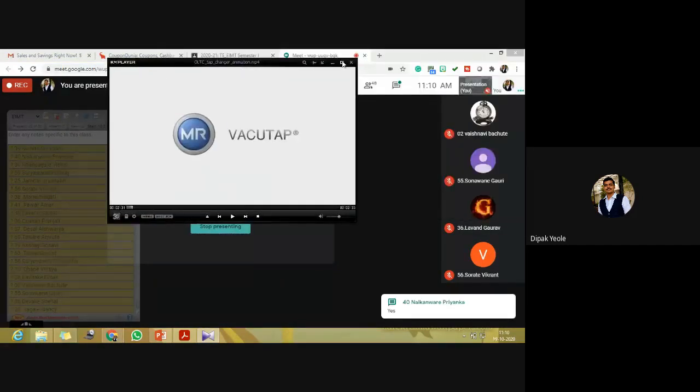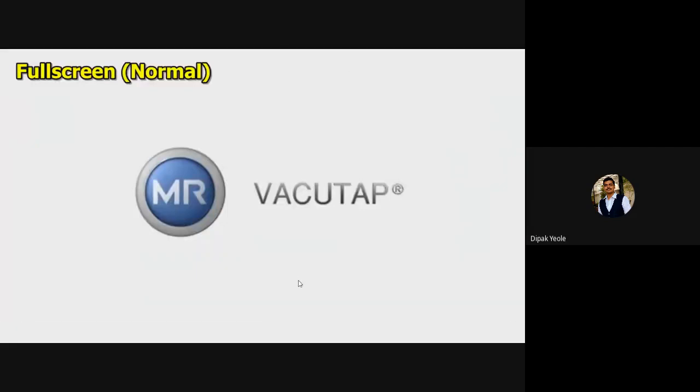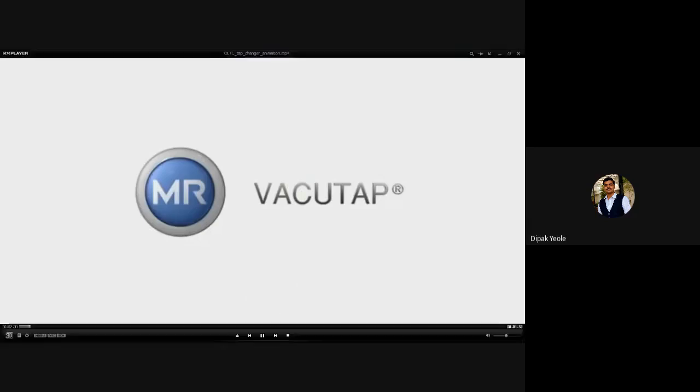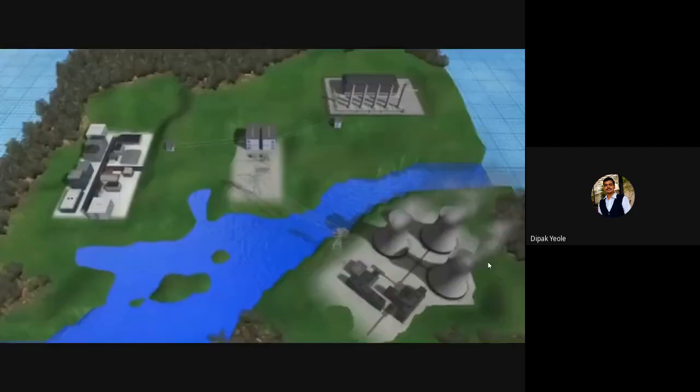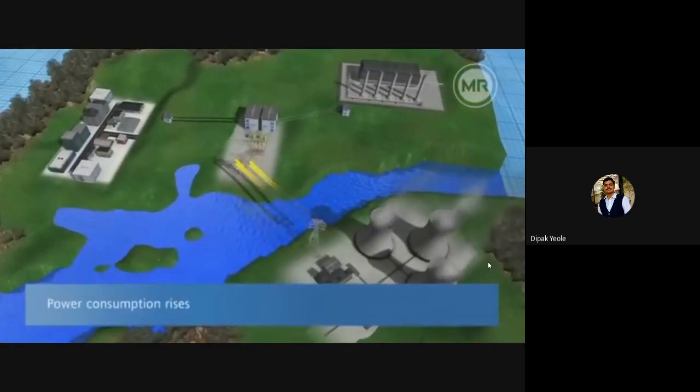Yes. Okay. Now we will see one animation. Based on this animation, your concept of on-load tap changer is going to be clear. Here you can see the power station is situated. Our substation is situated here, and our load is situated here. So the load is household load, and this is the industrial load.